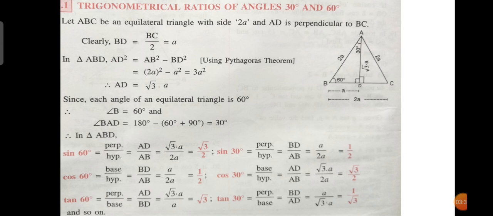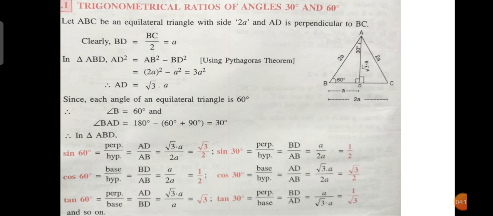Now look at triangle ABD. ABD is a right angle triangle, because AD is perpendicular, and a perpendicular always makes 90 degrees. Now we can use Pythagoras theorem. We studied Pythagoras theorem in the previous classes, so you know what it is.